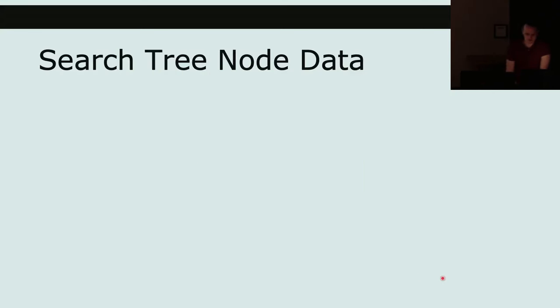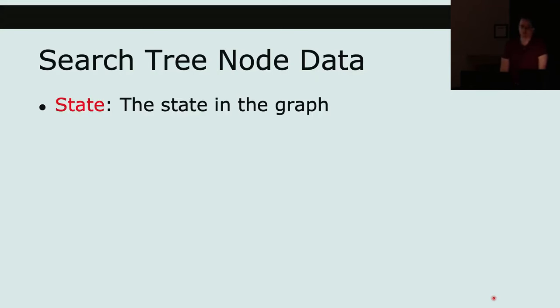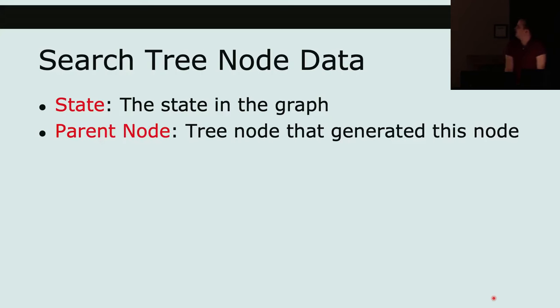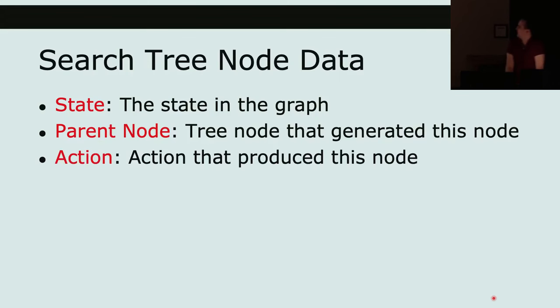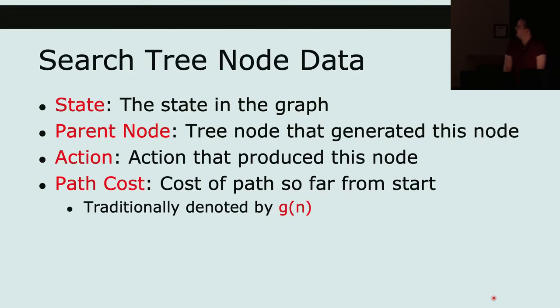So we may want to store in these nodes the state. That's the state of the environment that this node represents. We may want to store the parent node. That is the tree node that generated this node. And what we can do with that is, for example, when we want to know the path that created this node, if we've gotten to the goal node, then we can go back through the parent pointers to look at the actions to see what that path is. We may want to store the action that produced that node. We may want to store the path cost so far from the start, right? We could store that.